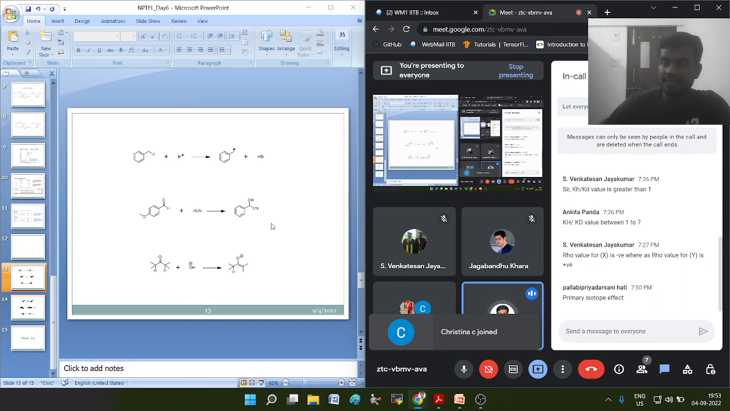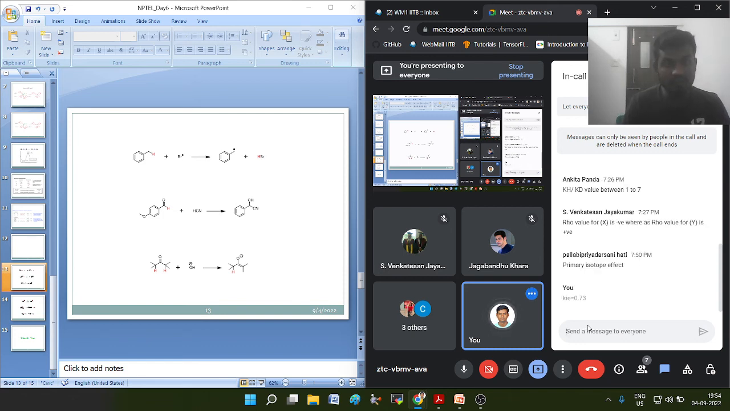Now, if I check the result, what we have. Yes, from CHO to HCN. Yes, so it has 0.73. Let me write it actually. KIE equal to 0.73. So the second reaction has a KIE value of 0.73. It's a secondary kinetic isotope effect, and it is inverse.